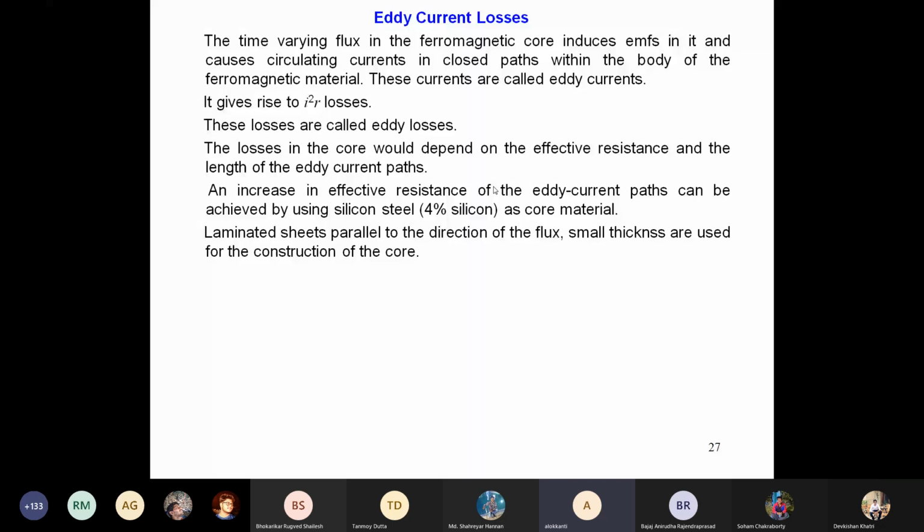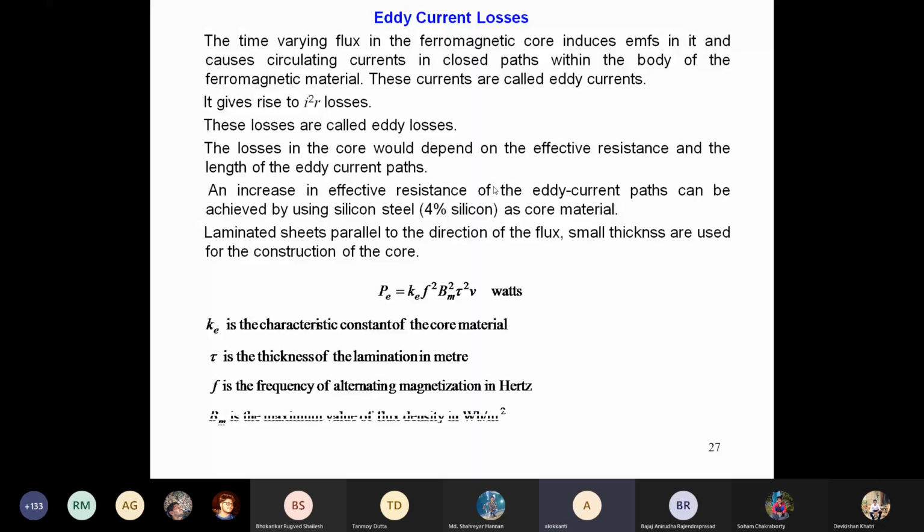Another way is to use laminated sheets parallel to the direction of the flux. Small thicknesses are used for the construction of the core. We have already shown this earlier. This is the expression of the eddy current losses, which can also be derived and is available in the Golding book. It is proportional to F square, Bm square, tau square, and the volume of the core. This is just the repetition of the earlier expression: the eddy current loss is given by Pe equal to Ke F square, Bm square, tau square V.